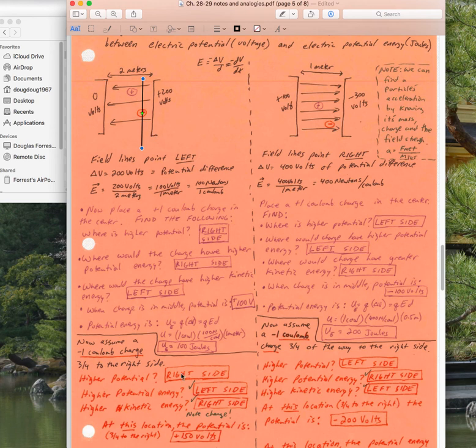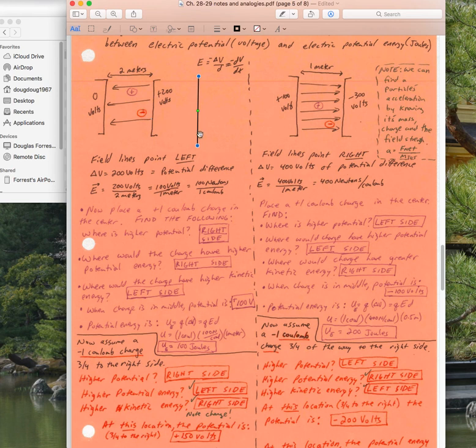Notice that that changed. Why is that? Well, because this thing is going to want to zoom off to the right side because a negative would be attracted to this positive area. So the negative charge would have the highest potential energy over here, the lowest potential energy over here.